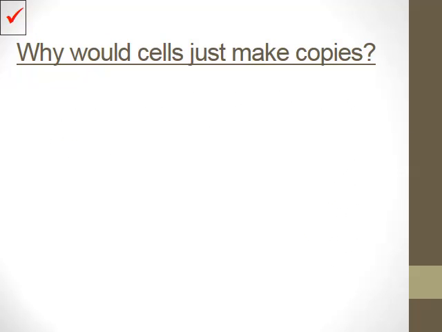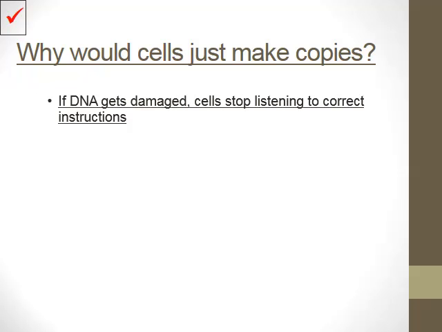So why would cells just make more and more copies without stopping? If the DNA gets damaged, cells stop listening to the correct instructions. It's kind of like if there's a glitch in the DNA, it doesn't give us the right stuff anymore. The instructions have been changed, and this could have a wide variety of different effects. So mutations is primarily what we're talking about here.